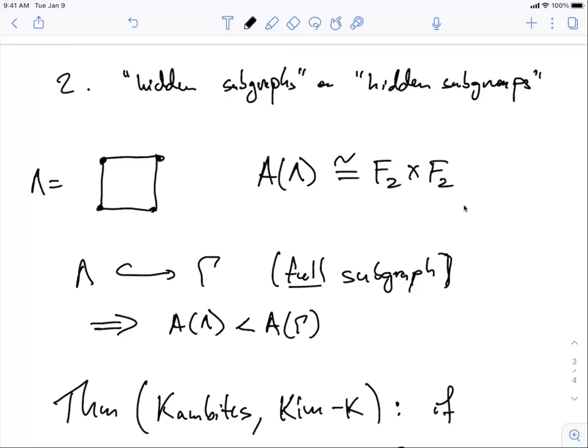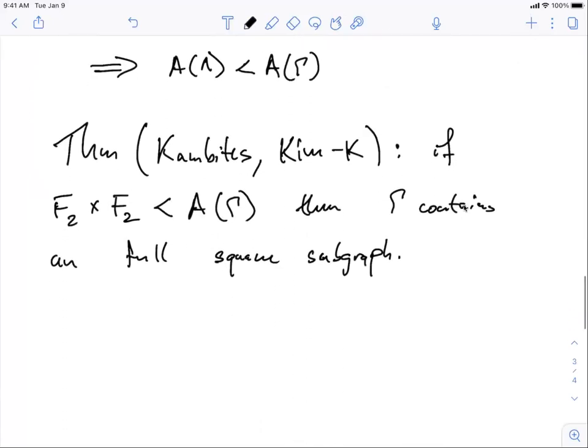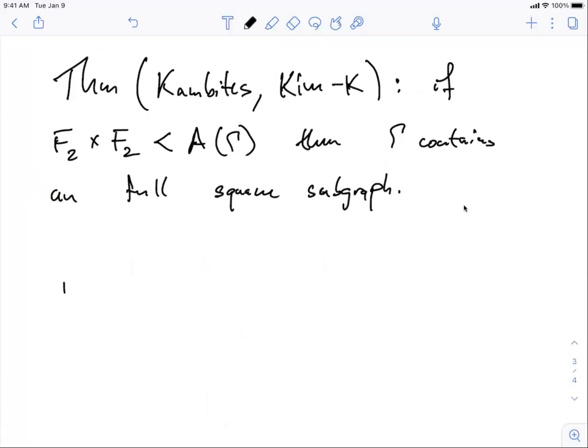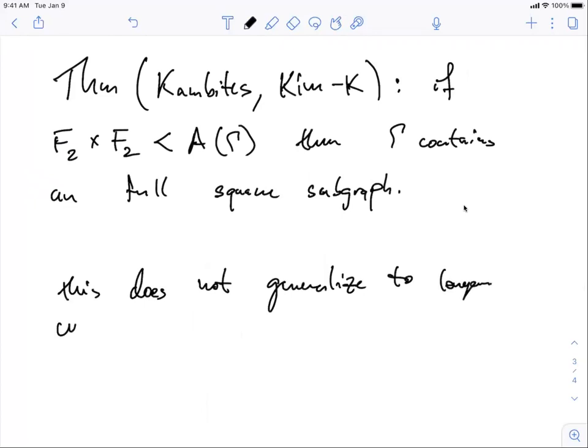So what I think is remarkable about this characterization of squared subgraphs of graphs by right-angled Artin groups is that it doesn't generalize to longer cycles. So let me say a few words about that.